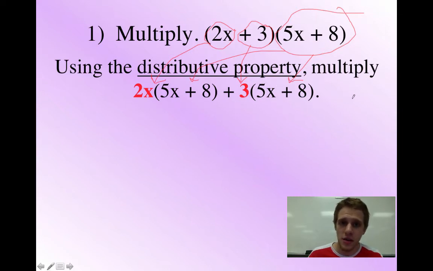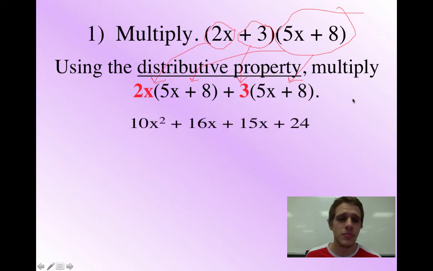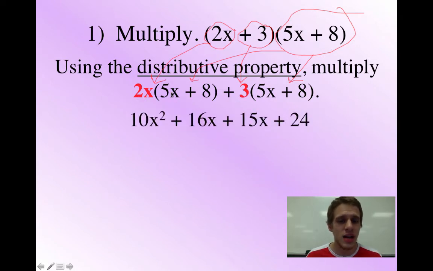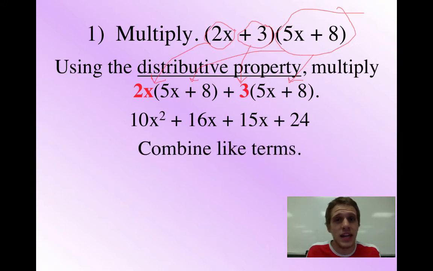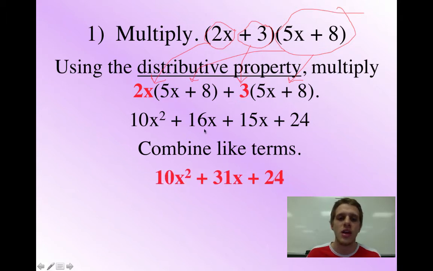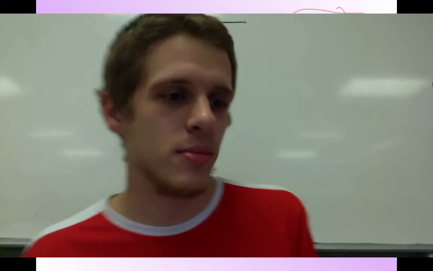So now from here, this looks like the last distribution property we did. 2x times 5x gives you 10x squared right here. 8 times that 2x gives you 16x. And then notice this looks like the last problem, and we come out with 15x plus 24. Last step, combine any like terms that we have. We'll notice these two middle terms have the variable x, the same exponent on there as well. We can combine those. 16 plus 15 gives you that 31x. I do want to do one more example with you on this multiplication.